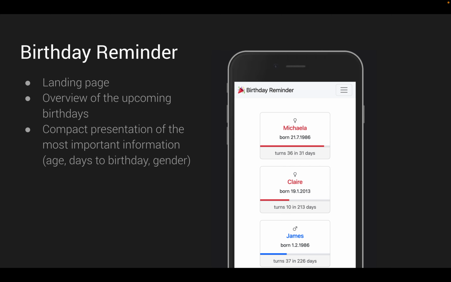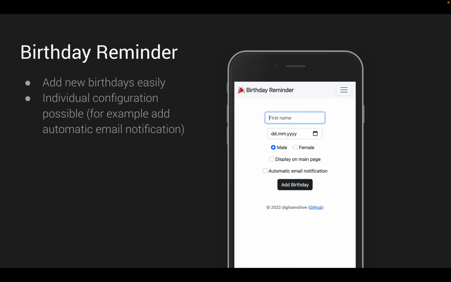So how does the application look like? That's the landing page. You have an overview of the upcoming birthdays with a compact presentation of the most important information: age, days to birthday, and the gender. Then you can easily add new birthdays with individual configuration options. In this case we have two. You can decide if you want to display it on the landing page, on the main page, or not. And if you want to get automatic email notification, you can set it to true or false.